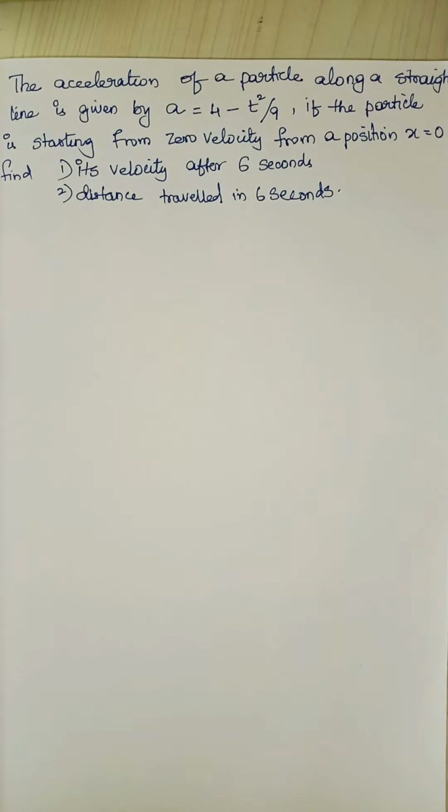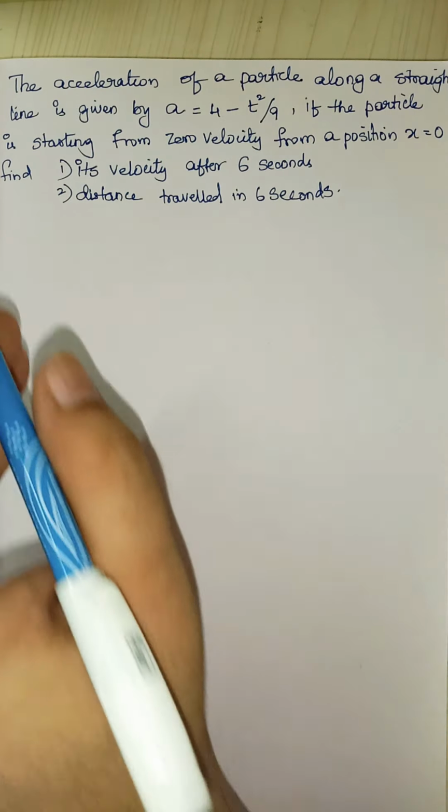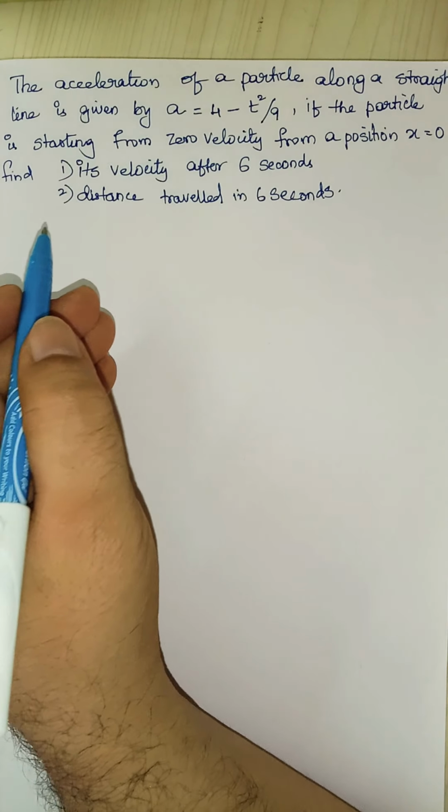So it is similar to the previous question where I have differentiated the equation to get the velocity as well as acceleration. Now from acceleration we need to get the velocity, and from the velocity we need to get the displacement. So the steps are very simple.